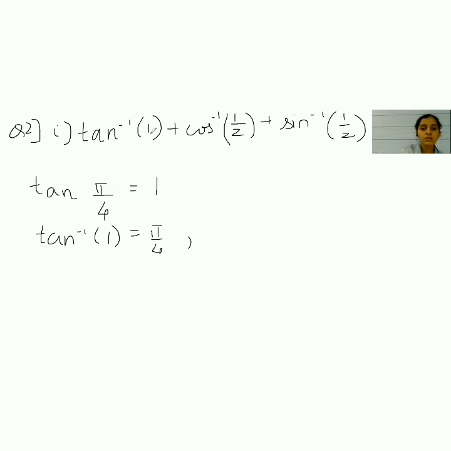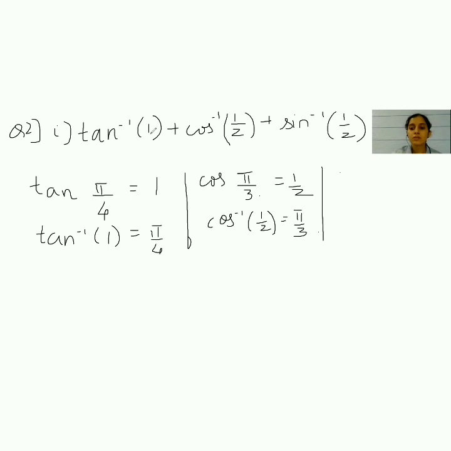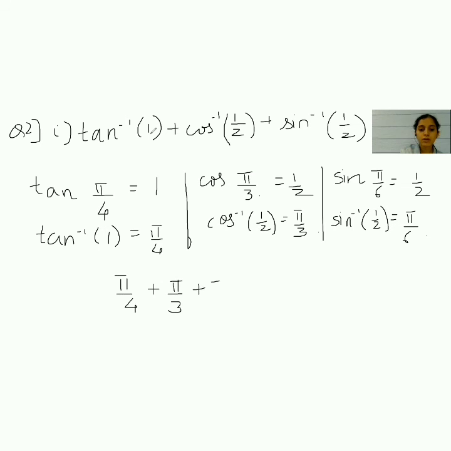Okay. Then again we'll do cos over here. So cos of what is half? That is cos of 60 is half. That is pi by 3 is half. So cos inverse of half is equal to pi by 3. Okay. Similarly, sine of what is half? Sine of 30, that is pi by 6, is equal to half. Therefore, sine inverse of half is equal to pi by 6, right? So let us add in all this. So we'll have pi by 4 plus pi by 3 plus pi by 6.